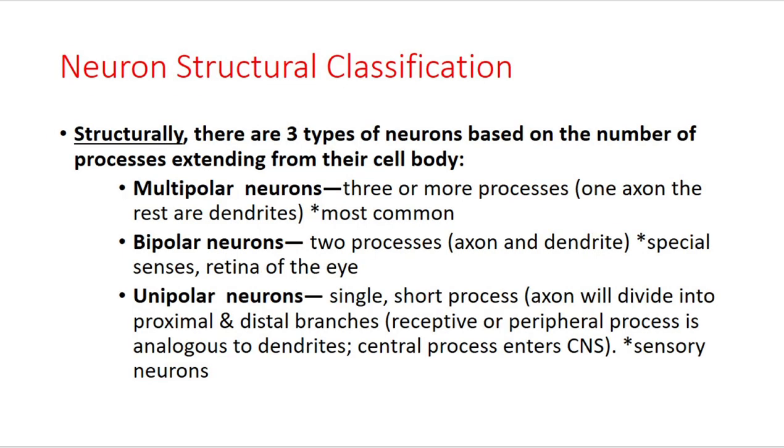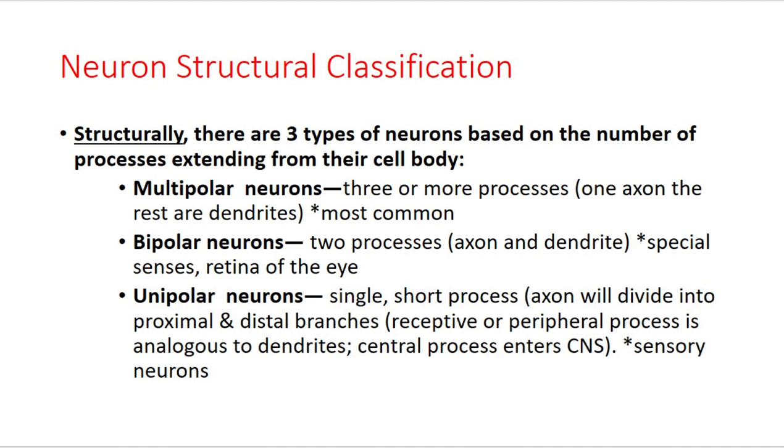So next we're going to look at neuron structural classification. We want to look at this further before we continue talking about conduction velocity, mainly because we want to have an idea about the types of neurons possible in that talk. So structurally, there are 3 types of neurons, and it's just based on the number of processes extending from their cell body.